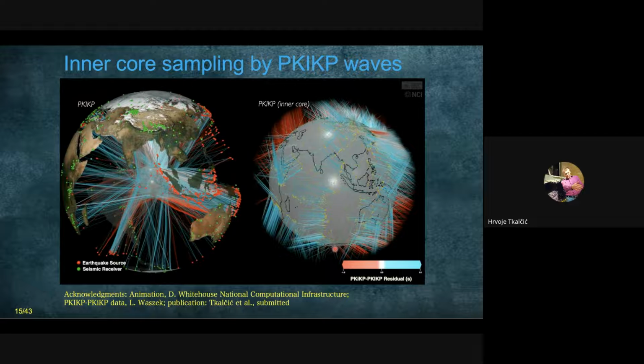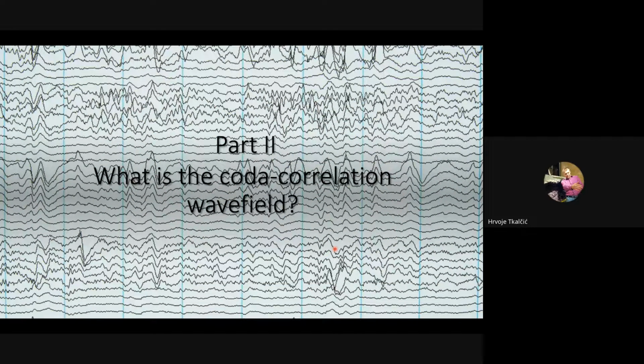So while on the 2D maps, the coverage of the inner core might look good, when you look closer using a 3D animation like this, you can see that we're still very far from the coverage that we would like to achieve to be able to do tomography, for example, of the inner core. And this really brings me to the second part of my talk. What is a coda-correlation wavefield and why do we need it to advance global seismology?